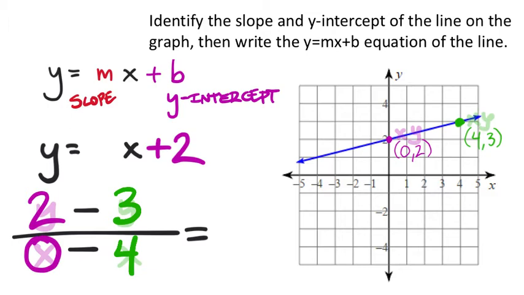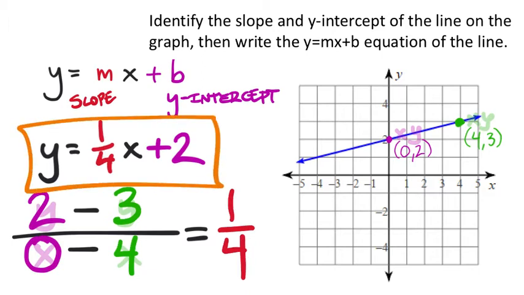All I've got to do now is push this in the calculator. So n over d, 2 minus 3, all over 0 minus 4, and I get positive 1/4. Okay? So I'll put that in as my slope, 1/4, and that would do it for the equation. Now, again, I'm going to show you that you could have used the graph to find the slope. You would have gone up and then to the right to get from the purple to the green point.